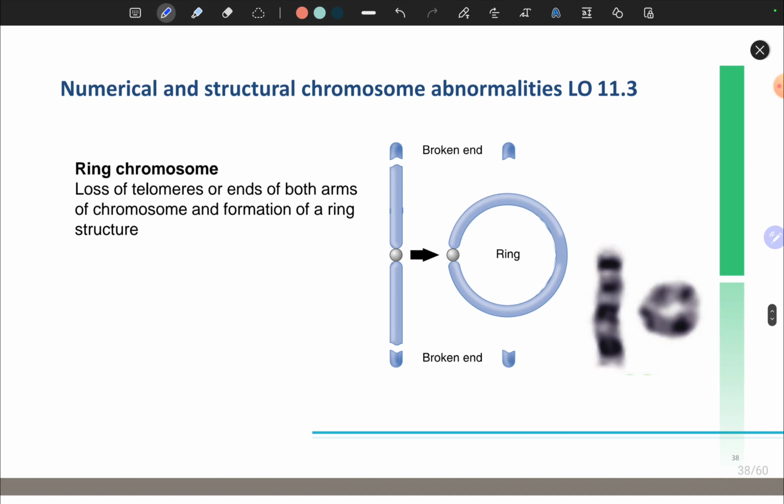The ring chromosome, how will it be formed? Usually the chromosome will break at the far ends, and the broken ends are joined together. Look at the chromosome, how it can be ring shaped. So this has been seen in conditions in genetic analysis.